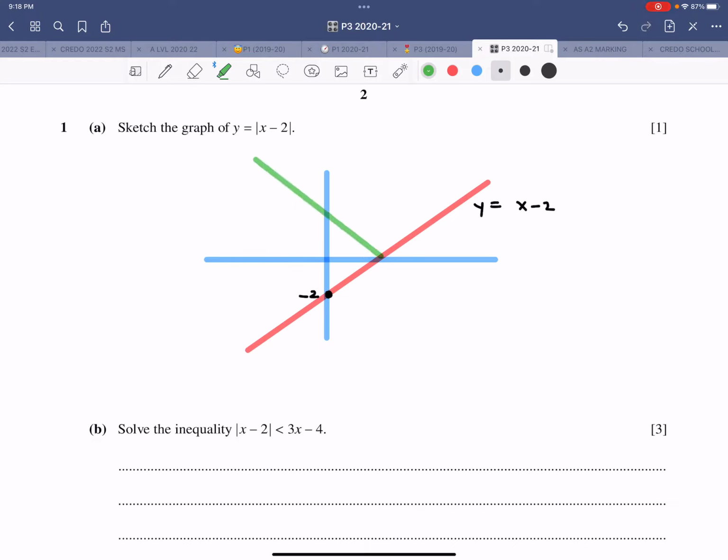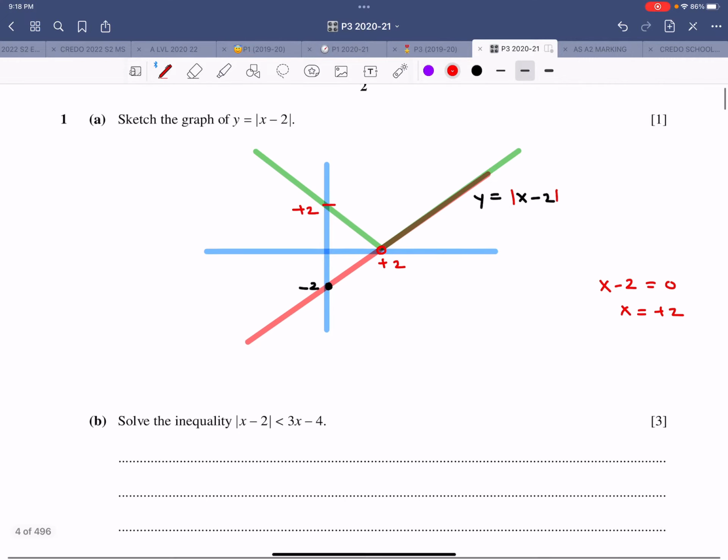I'm drawing it a bit more correctly. This one and this one, the green ones, that is the final graph. This y coordinate would be plus 2. This intercept would be when x minus 2 equals 0, x equals plus 2. So these are the important things that you should label. So this final graph is y equals modulus of x minus 2.